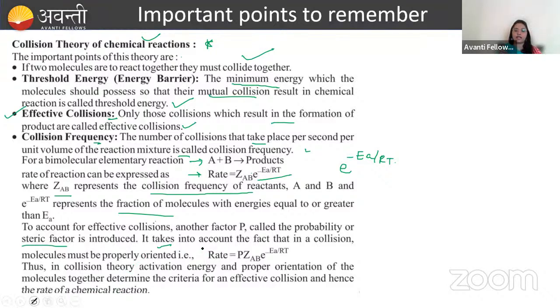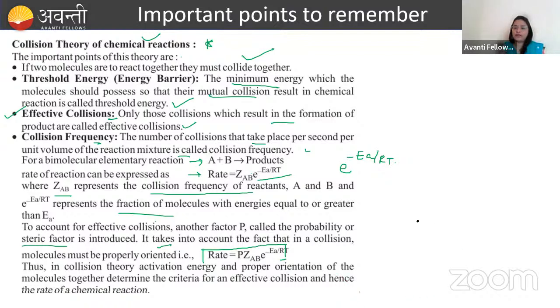So that's why a P factor has been introduced, which is known as a steric factor or probability factor, and our rate equation becomes like this. So two factors have been introduced here. Thus in this collision theory, activation energy and proper orientation of the molecules together determine the criteria for an effective collision, and hence we can also determine the rate of chemical reaction.